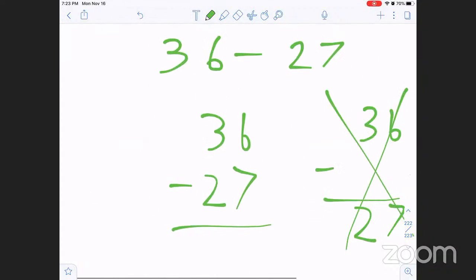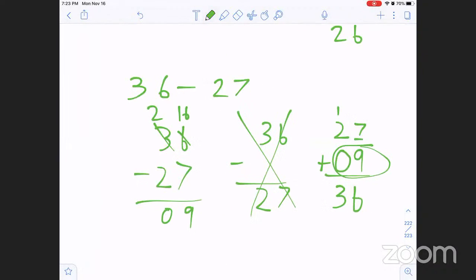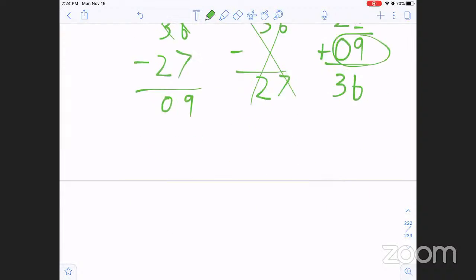Let's check it over here. Borrow a 10. Add it over here. 16 minus 7 is 9. 2 minus 2 is 0. So we got the same thing on both problems. So if you're having trouble with the subtracting, you can actually change it into an addition problem. Let's practice one more time together, and then I'll give you 1 or 2 to do on your own.